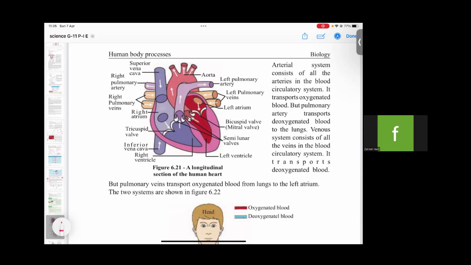The arterial system consists of arteries. What do the arteries do? They take all the oxygenated blood all over the body, but there's an exception. The pulmonary artery, which goes from the heart to the lungs, carries deoxygenated blood. Likewise, veins carry deoxygenated blood to the heart, while the pulmonary vein carries oxygenated blood to the heart. This one you should obviously remember.